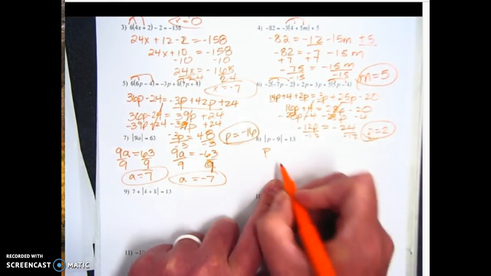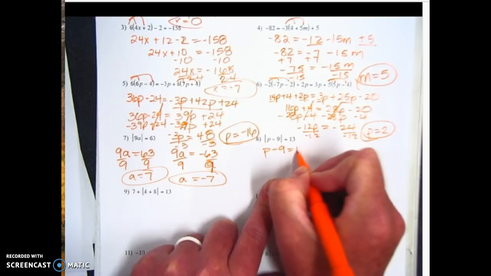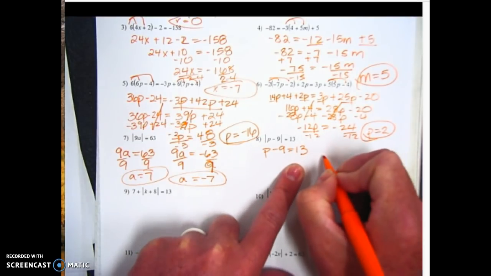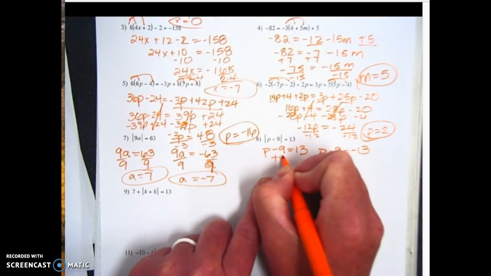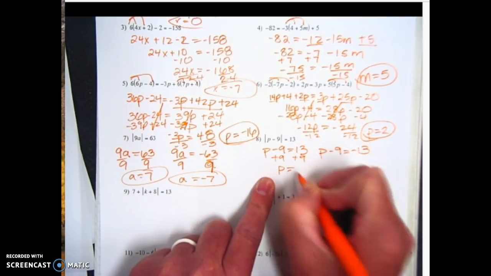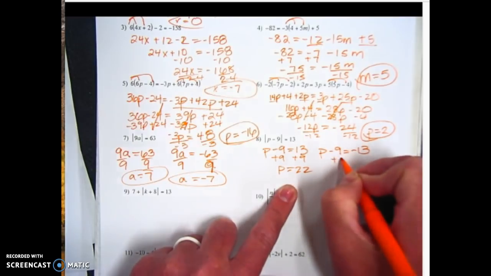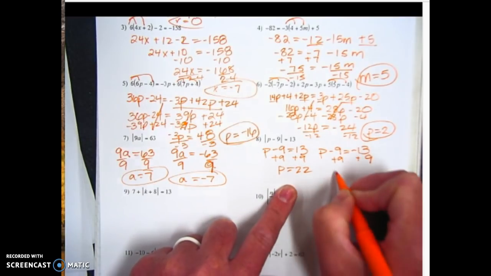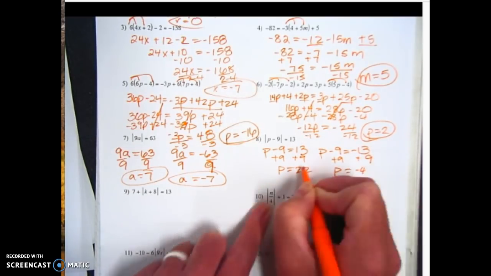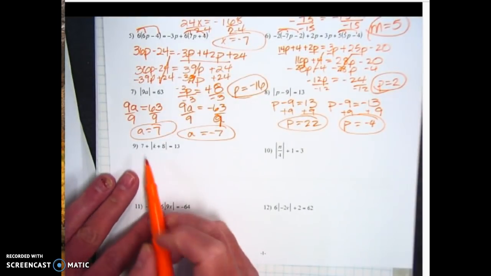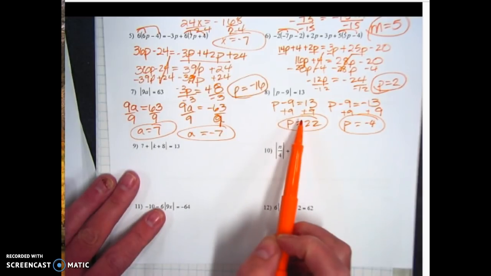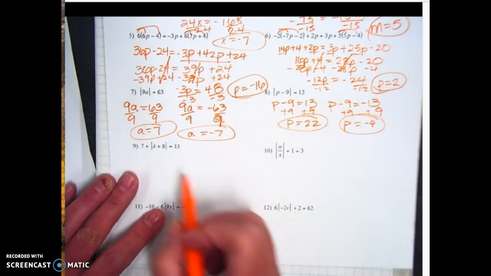So on number 8, we're going to start with p minus 9 equals 13. And then the second equation is going to be p minus 9 equals negative 13. So we're going to add 9 and add 9. So p is 22. Add 9 and add 9. So p is negative 4. Not opposites.